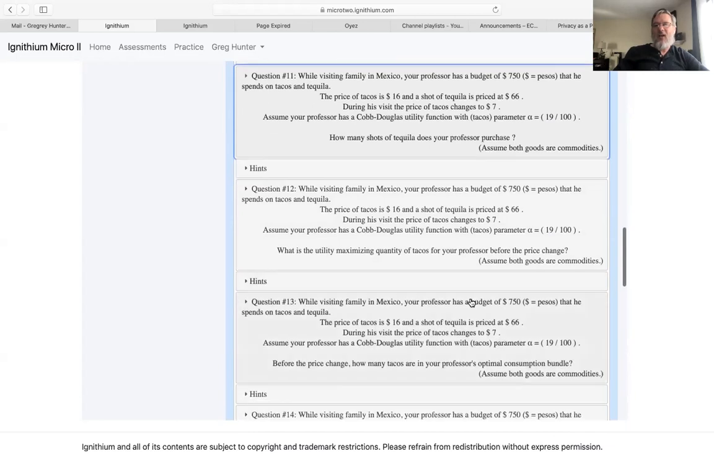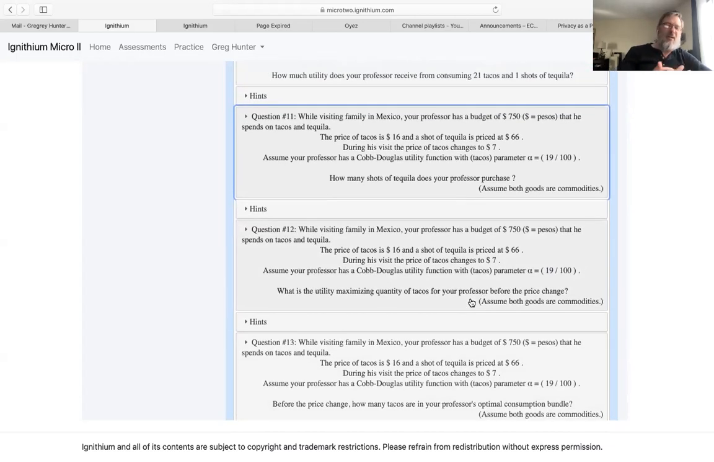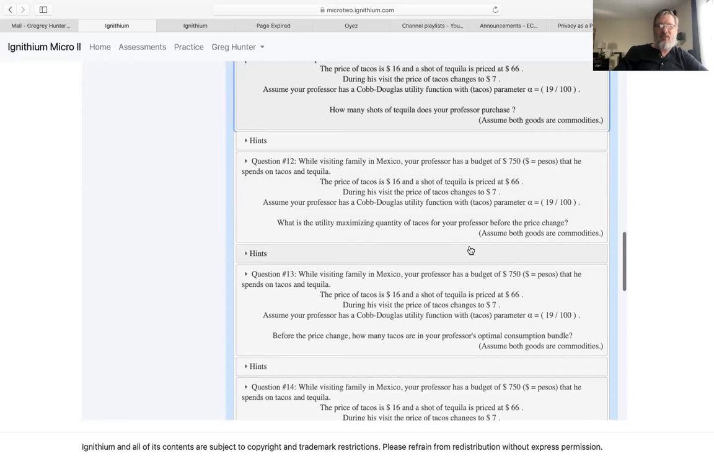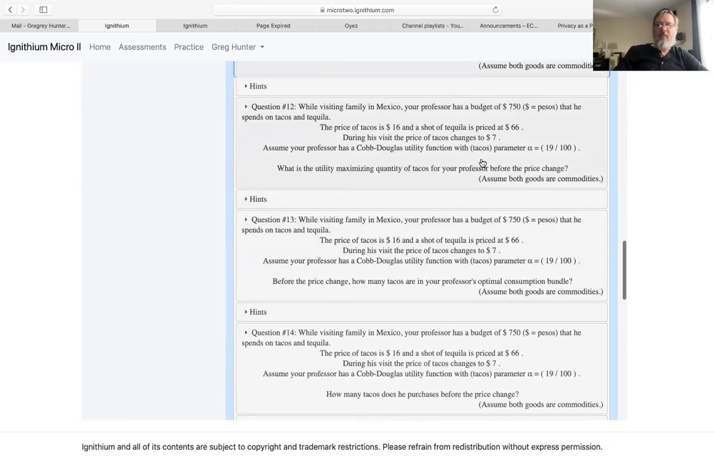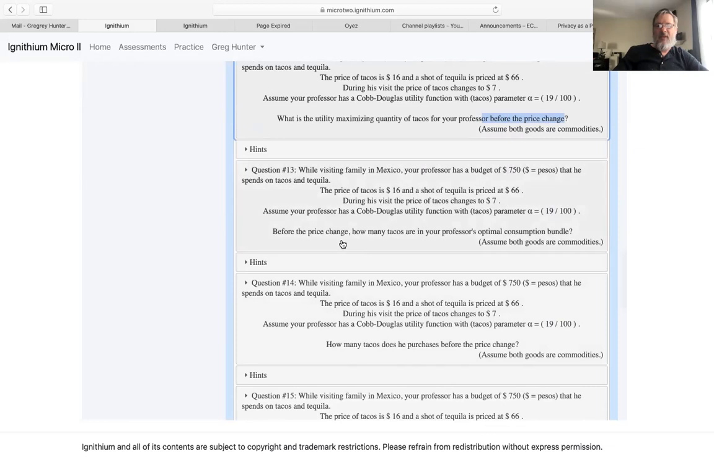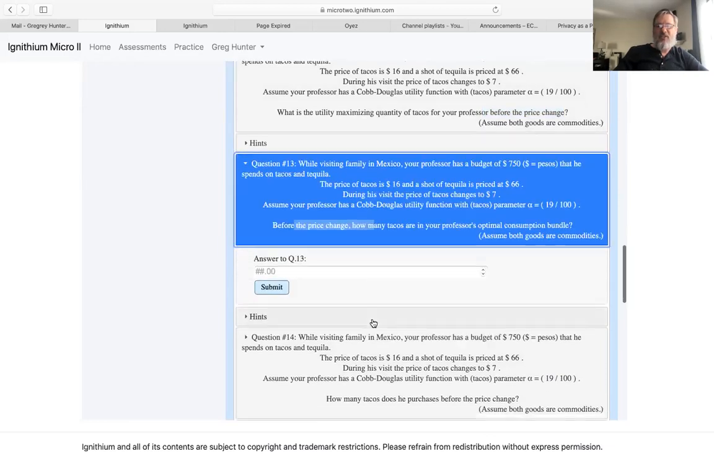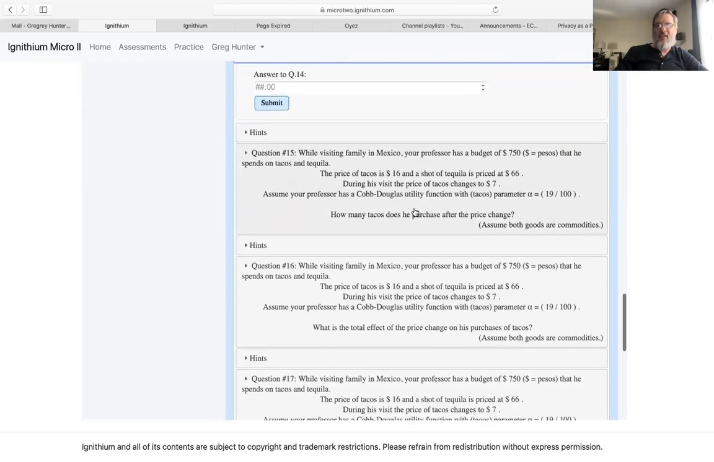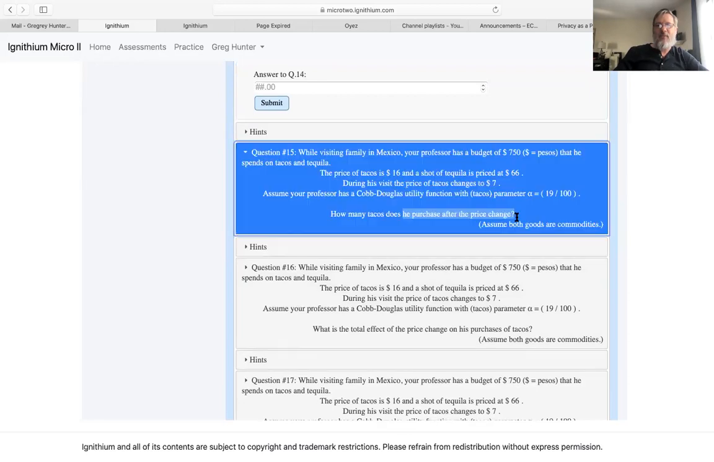By the way, if you did it yourself, you'd figure this out. But the price of the tacos changing doesn't change the amount of tequila that he purchases. That's one of the features of the Cobb-Douglas utility function. But so here when we're talking about tacos, we have to be explicit: before the price change. Do you see, Joshua? Yeah. Before the price change. But then we get down to number 15 and it asks us after the price change.